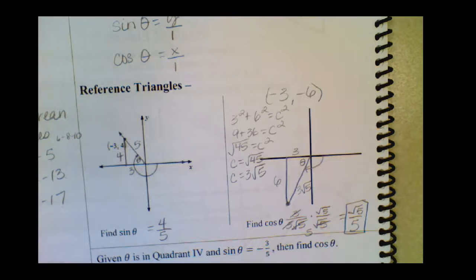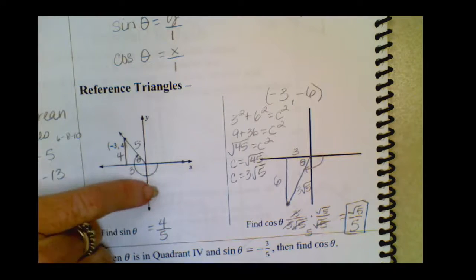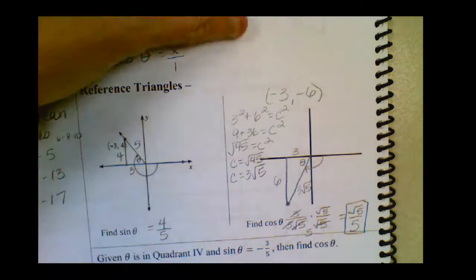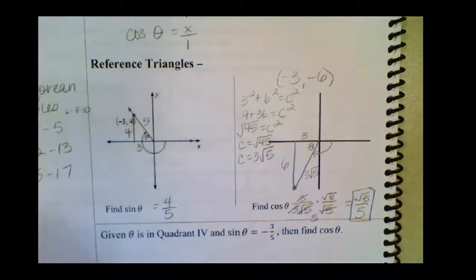Okay? Let's see. Given theta is in quadrant 4, so we're going to be dealing with something over here, and sine is negative 3 over 5, then find the cosine. So let's just sketch out a picture pretty easily. Okay? Quadrants are a big thing in trig, and they're usually going to give you a range between this area and this area. That's what you're looking for. What happens within this area? So if we're looking at quadrant 4, we're looking down here.